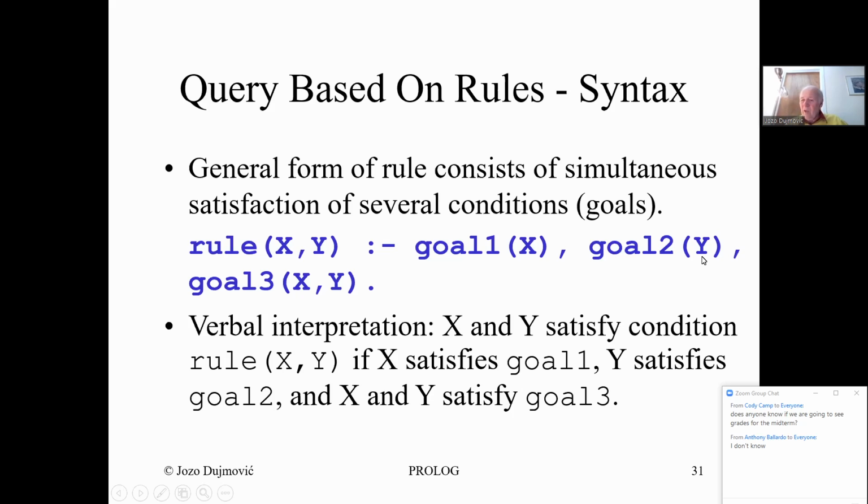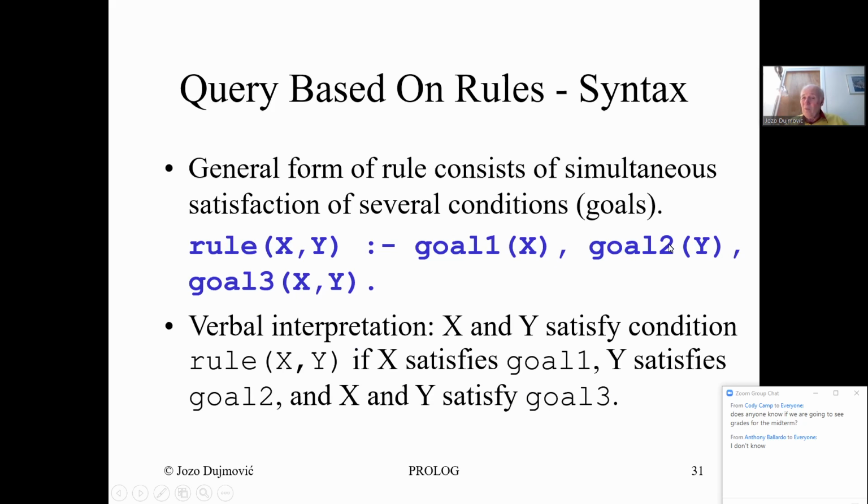So practically, PROLOG will try to satisfy this goal 2 with another y, and when this other y is satisfied, then we'll go with the other combination of x and y to see whether it can satisfy goal 3. Or if this is not possible, we'll go back to goal 1 and we'll try to find another value of x. And then with that value of x, find another value of y.